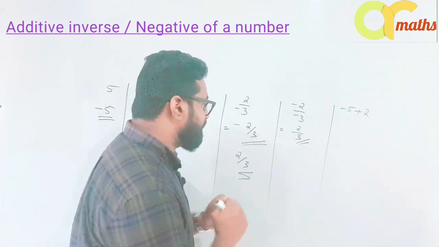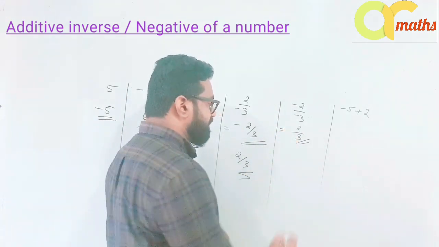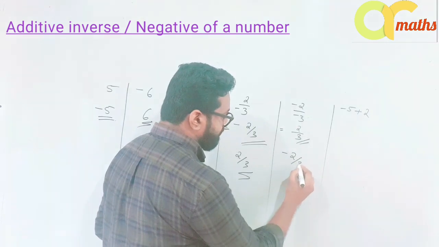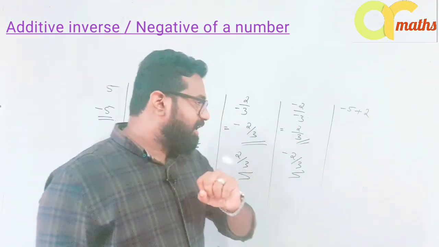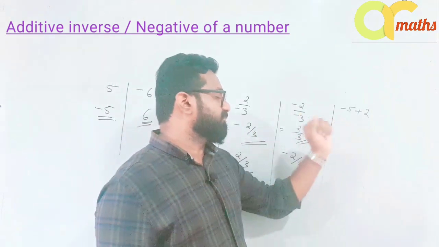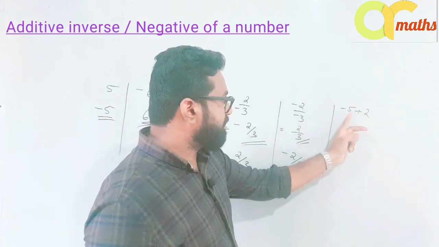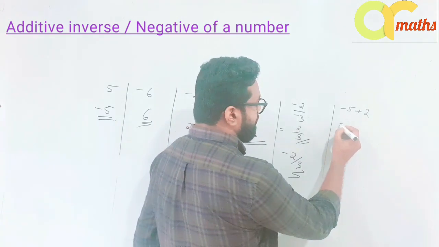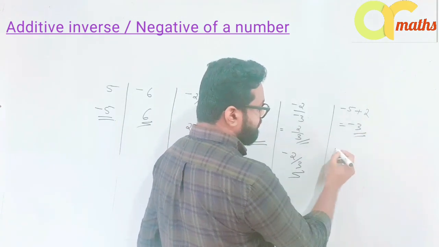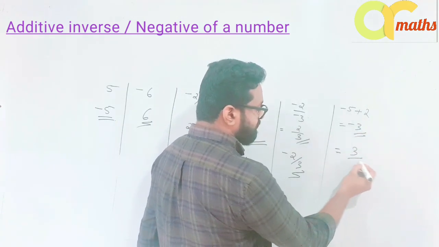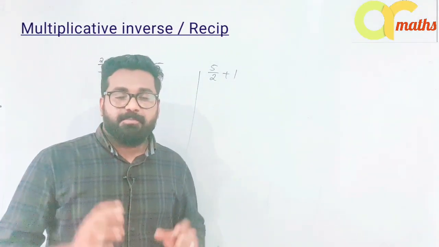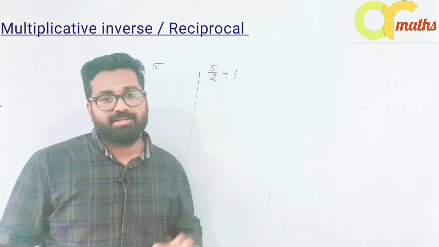Then what is the additive inverse of positive 2 by 3? That is negative 2 by 3. What is the additive inverse of minus 5 plus 2? First of all, just to simplify this form, what is minus 5 plus 2? Minus 5 plus 2 is minus 3. Then what is its additive inverse? Positive 3. Very simple. Next our topic is multiplicative inverse or reciprocal.